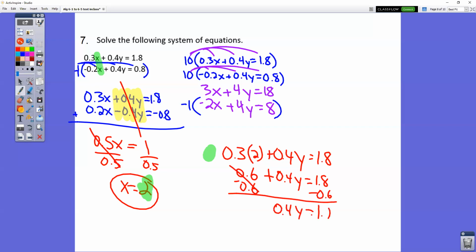0.4y equals 1.2. Divide by 0.4 and divide by 0.4. So you get y equals 3. So I got x equals 2 and y equals 3.